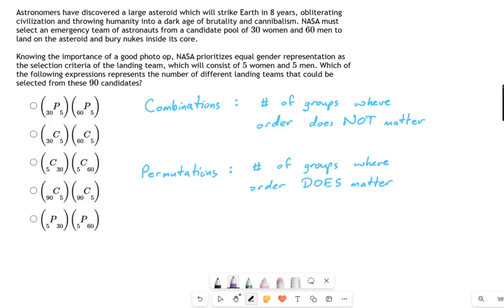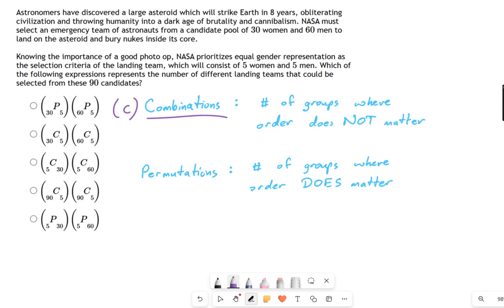Oftentimes you'll have to do a kind of counting problem when you're in probability theory, and it asks you to count how many groups you could have with certain rules on how the groups are selected. And the two main categories of counting are what's called combinations and permutations. Combinations, and people usually refer to that with a C, are where the order does not matter.